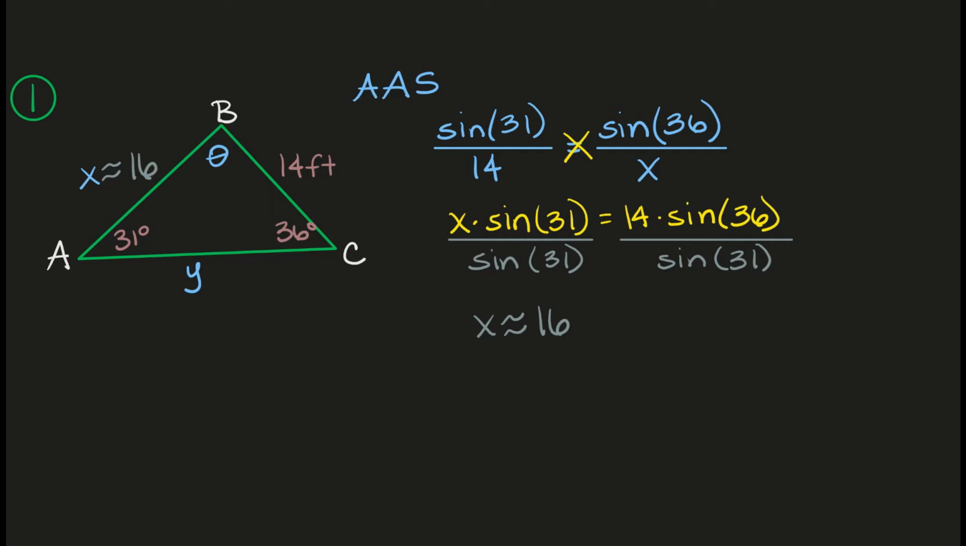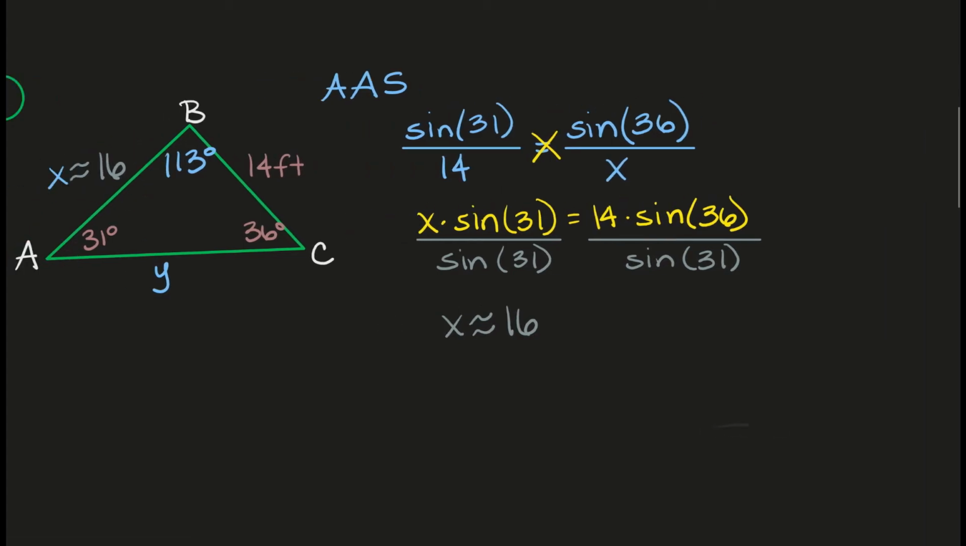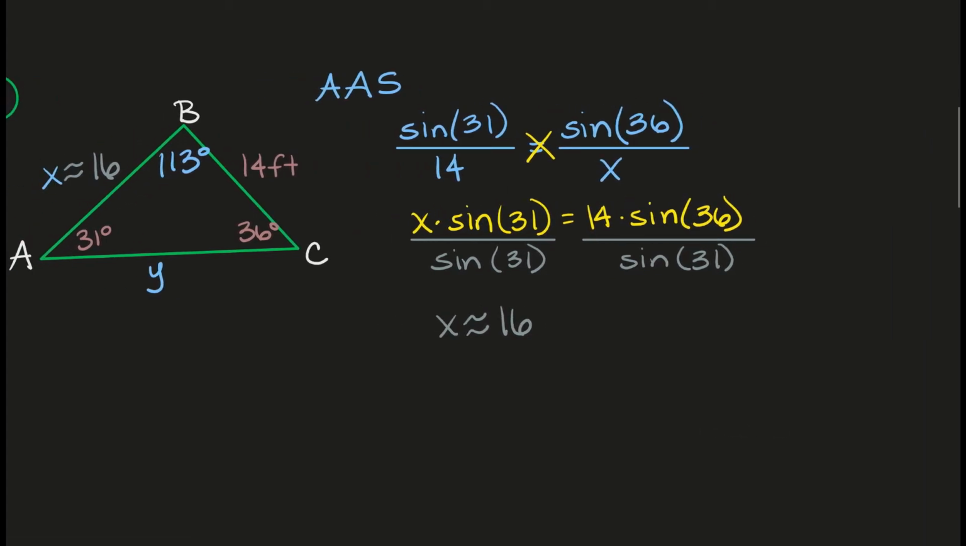Here we have neither. But we know that in a triangle, angle A, C, and B should all add up to be 180. So here we can subtract 31 and 36 from 180 to find the measure of angle B, and that's going to be approximately 113. Now I can set up my proportion to find the measure of length y.